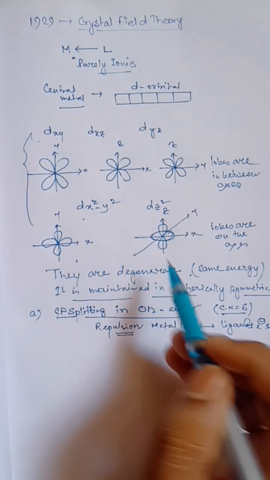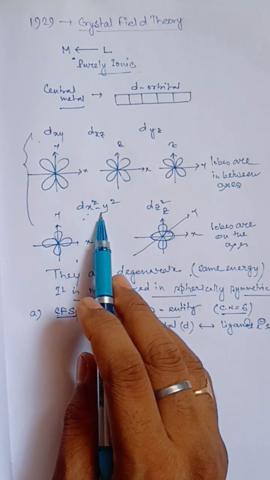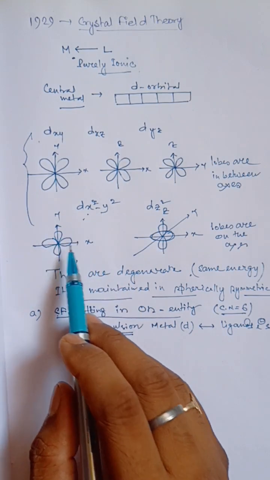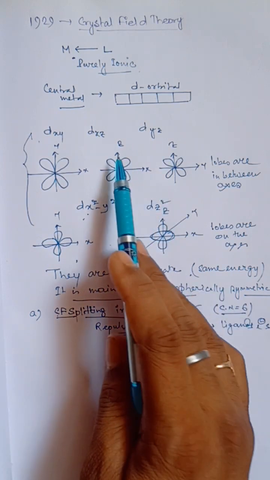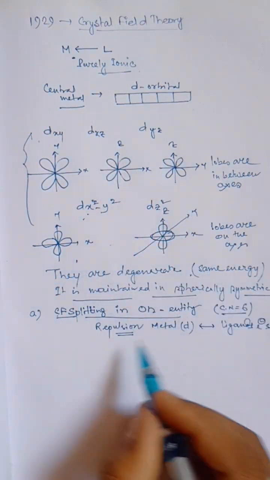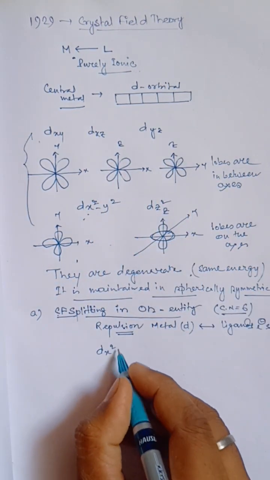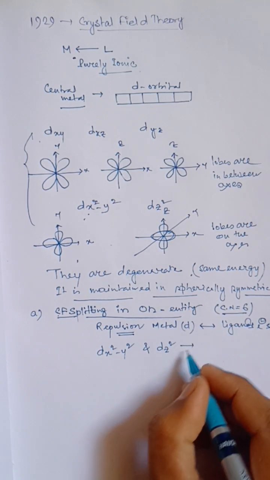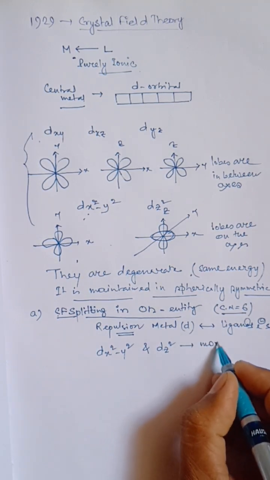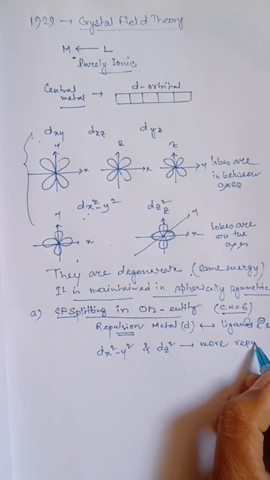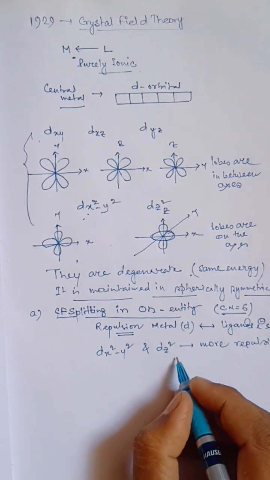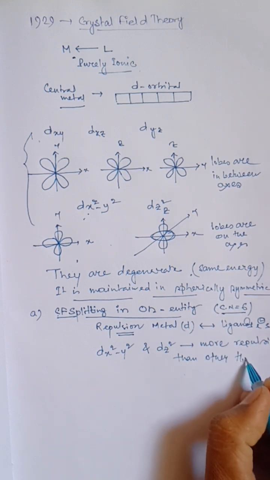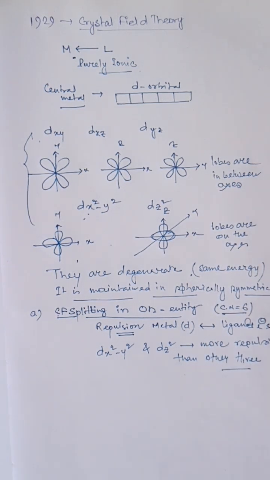And now the orbitals whose lobes are on the axis feel much more repulsion than those in between axes. That means dx square minus y square and dz square expect more repulsion than the other three. Okay.